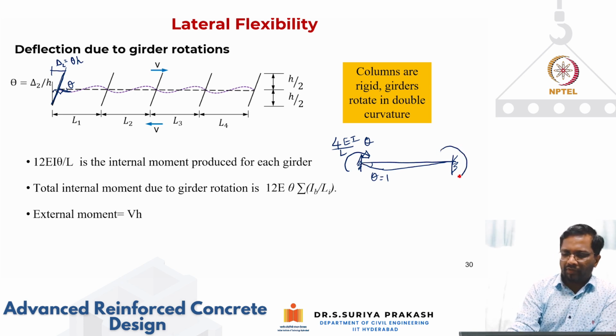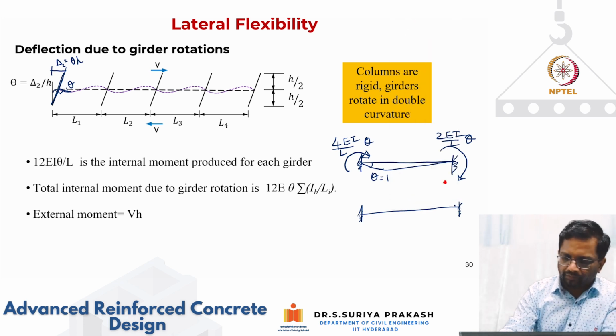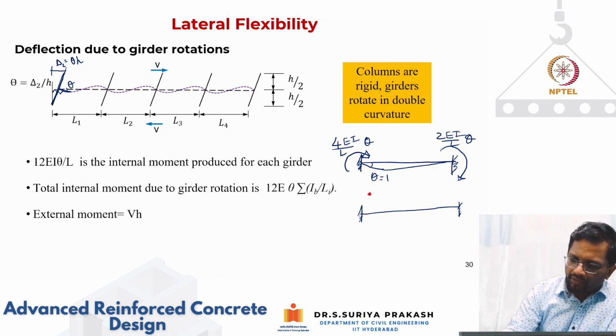You may remember, how much moment are you carrying over? In the same direction, it will be 2EI by L into theta. Now I'm doing the same thing for the other end. Let's say this end I am fixing. Now the other end I want to create in the opposite direction.